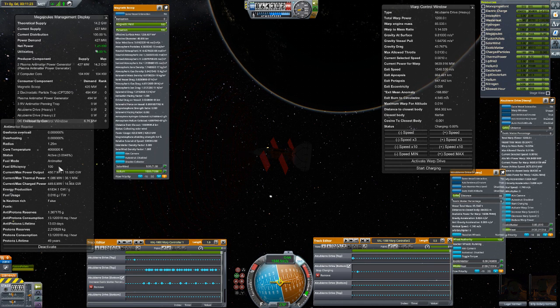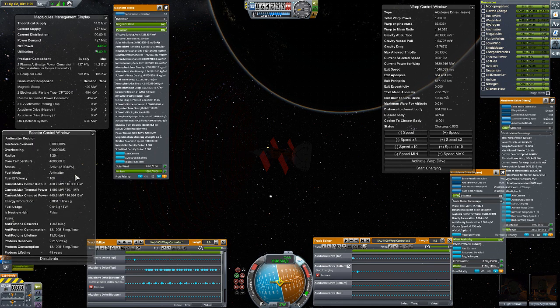Now we are using an antimatter powered reactor, so that's going to kind of factor into that. So let's take a look here at the drag before we turn on the ionization. Let's see.